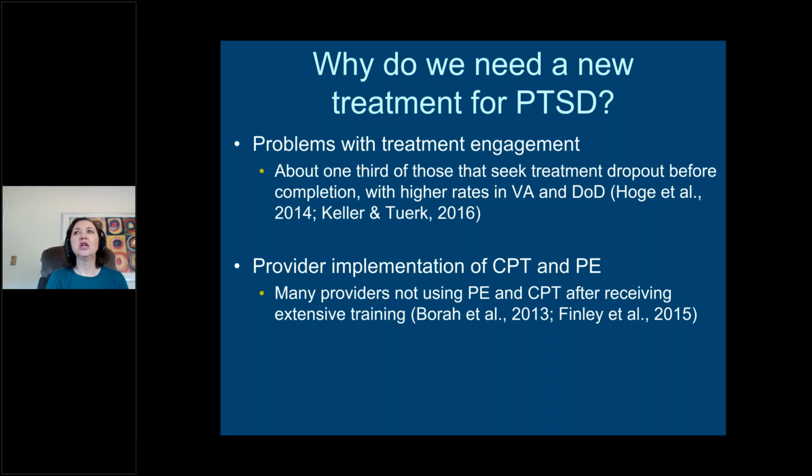That's quite high. And when asking patients why they're dropping out, they often report that it's just too much, that it's too much time, and they have too much homework between sessions. And given the other demands that they have going on in their life, they just feel like it's difficult to get through all the sessions.